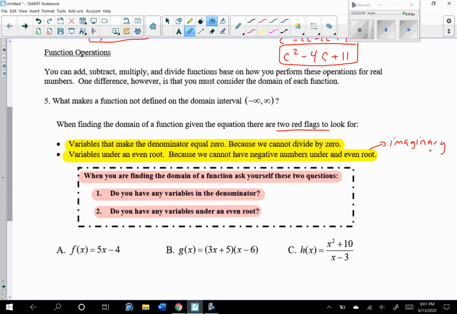So anytime you're looking at an equation, you are going to ask yourself these 2 questions here. Do you have any variables in the denominator? And do you have any variables underneath an even root? If the answer to both those questions is no, then your domain's all real numbers. If your answer is yes to either of these, then you have to look at finding the domain.